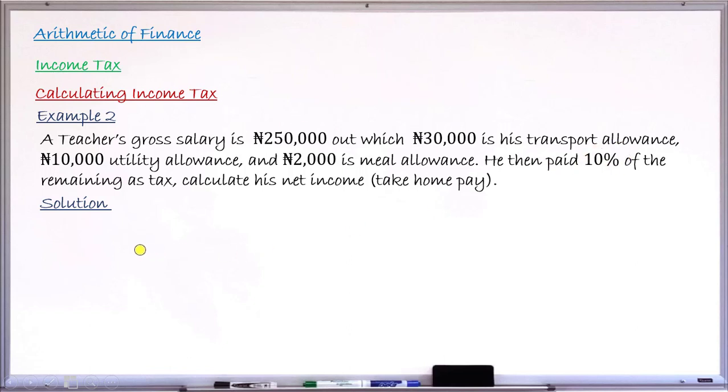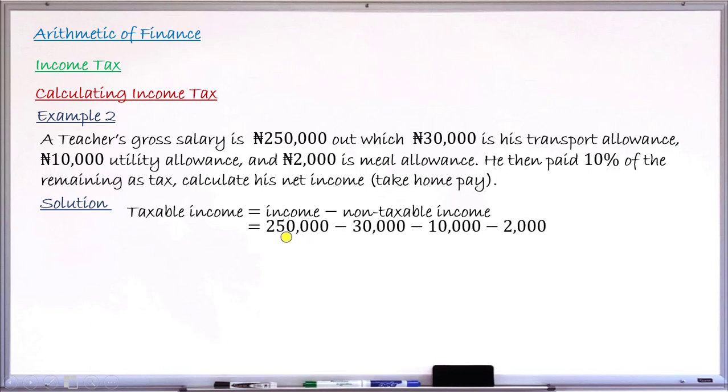So let's just proceed. Starting with the taxable income, it is going to be total income minus the non-taxable. And the non-taxable, I repeat, is all those allowances. So there we substitute. We have the 250,000 as the total income minus the 30,000, the transport allowance, minus the 10,000, the utility allowance, minus the 2,000, the meal allowance. When you remove all this from the 250,000, you now get 208,000 naira. This is now the taxable amount. It is from this that we deduct this 10%.